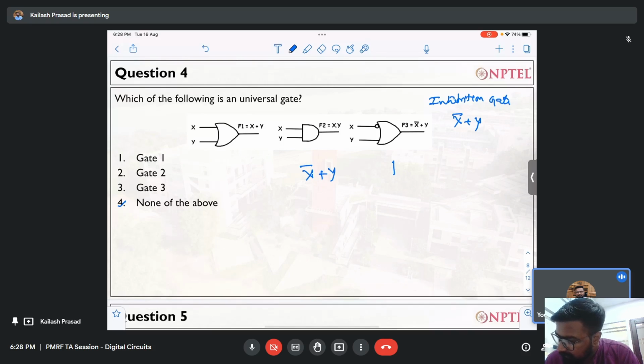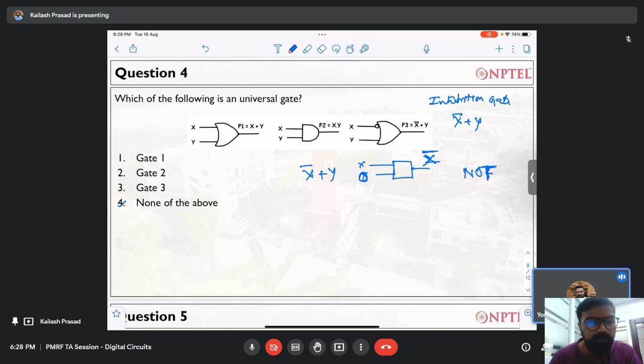Just make this gate like this, a box. So it's a new gate, and it has output Z. I'm giving two inputs, X and Y. If I put Y equal to 0, the output will be X bar. So it means it will behave as a NOT gate. If you fix Y equal to 0 and provide X here, the output will be X bar. Everybody agrees with that, right?